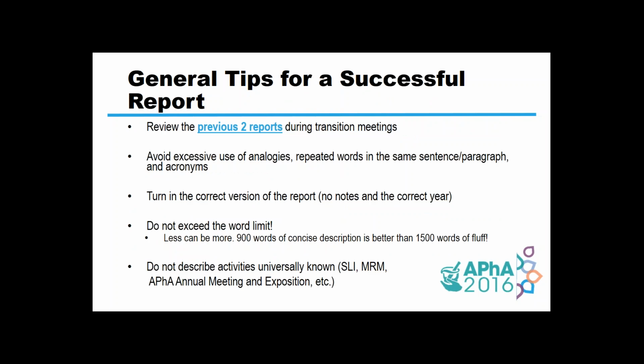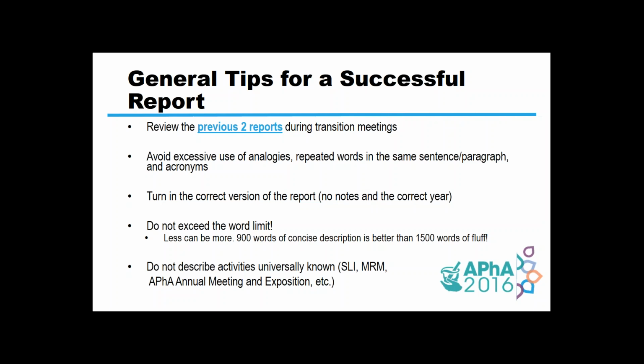So just some general tips. Reviewing the past two reports really helps you to understand what this chapter has done in the past and also gives an idea of what the report should look like. It's important to avoid excessive use of analogies, repeated words in the same sentence or paragraph, and also to avoid acronyms. Be sure to turn in the correct version of the report.